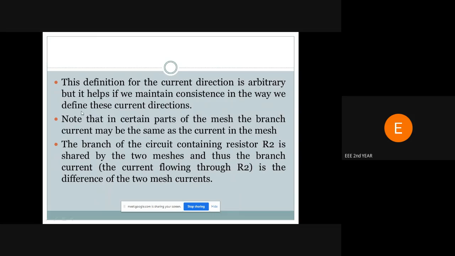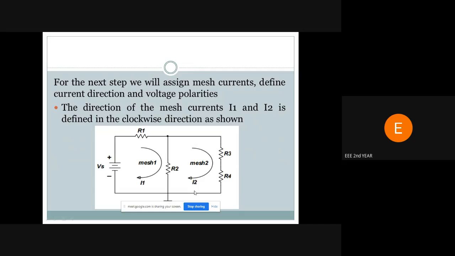Okay. So note that in certain parts of the mesh, the branch current may be the same as the current in the mesh. As at I1, this I1 will only be flowing in this branch. So R1 is present here. R1 is one branch, and R2 will be another branch, and this is one branch, right? So the current flowing this way is the same as in this branch.